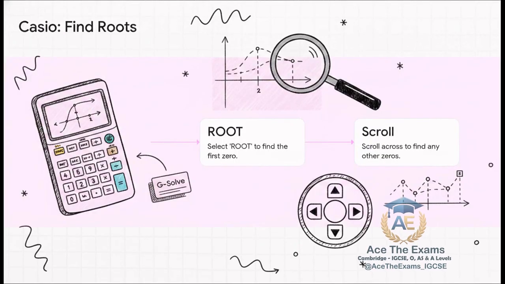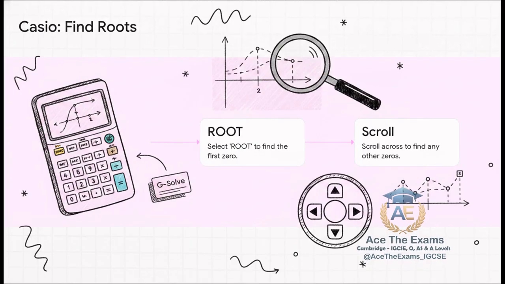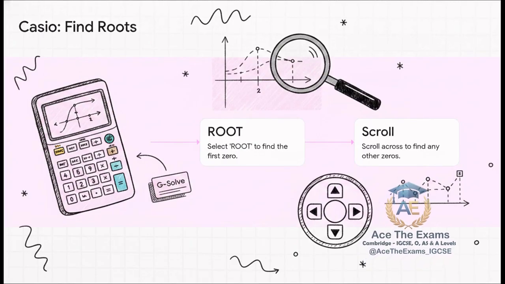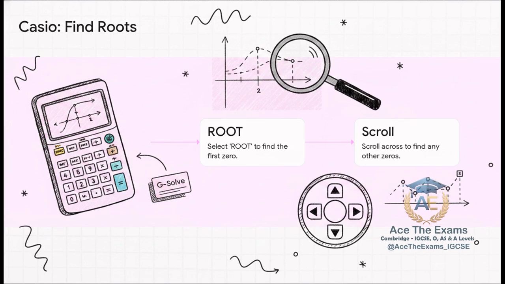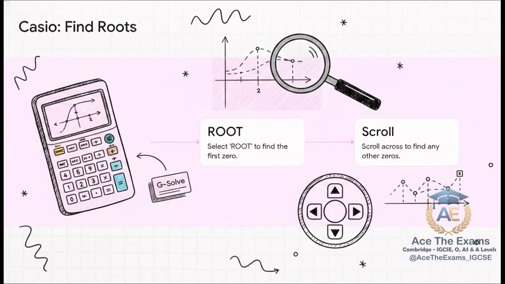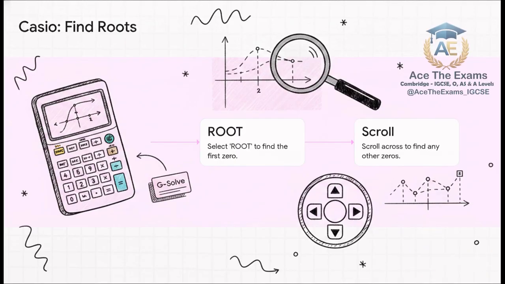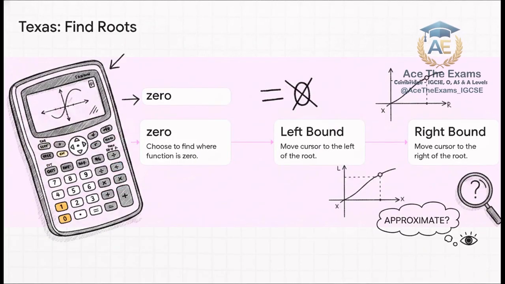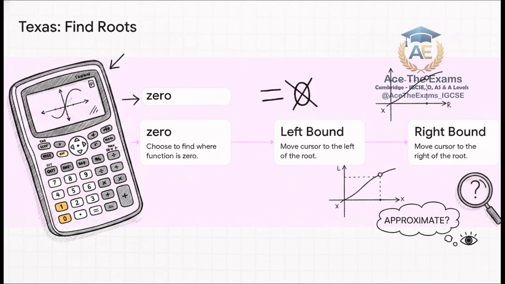If you're rocking a Casio calculator, extracting these roots is super smooth. Once your graph is beautifully displayed on screen, you just open up the GSolve menu and hit Root. The calculator will immediately snap to the very first intersection and display its exact coordinate. And since a wild curve like our cubic function can cross that axis multiple times, you just tap the directional pad to hop right over to any other roots. Easy as that.